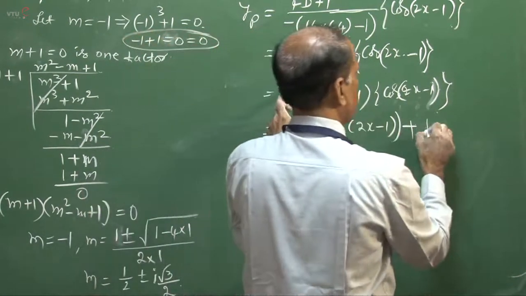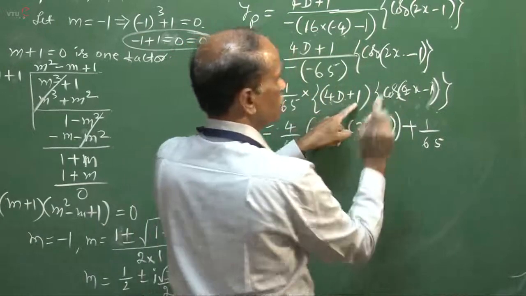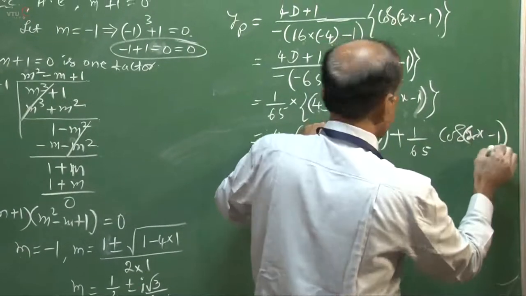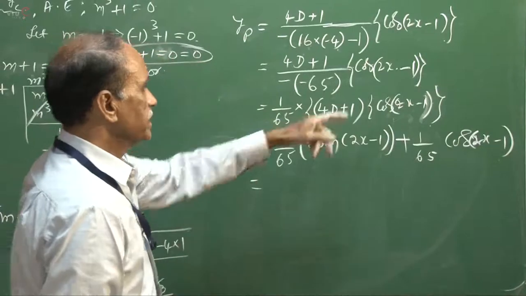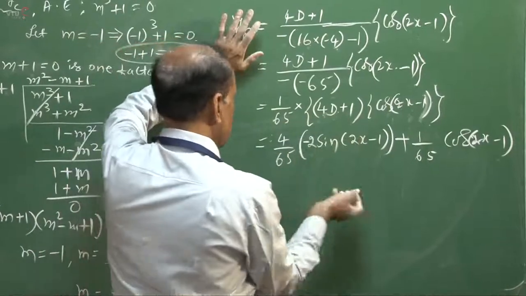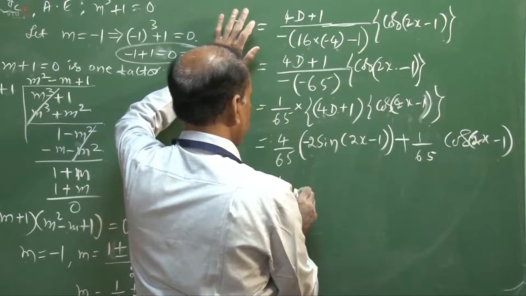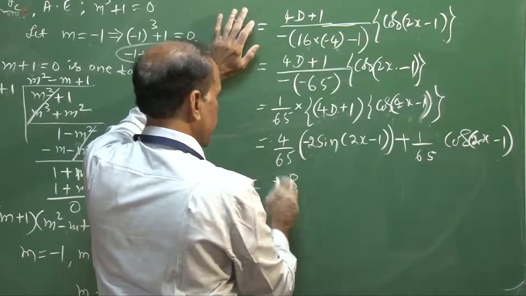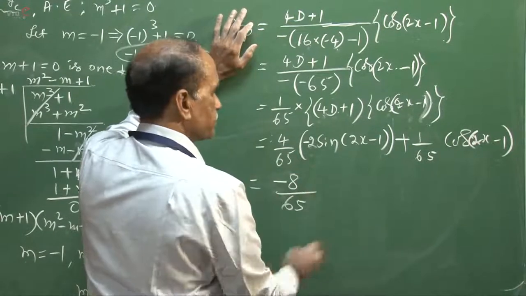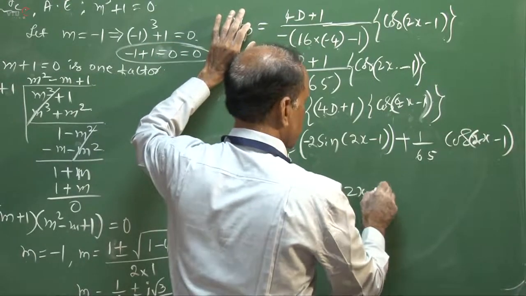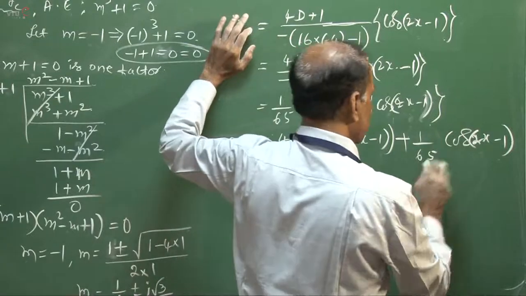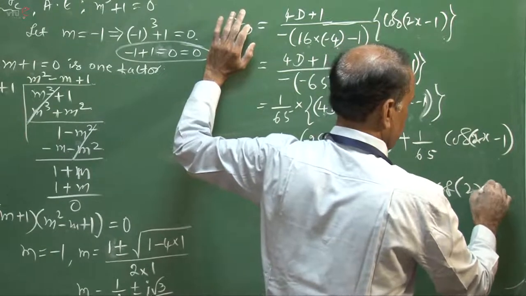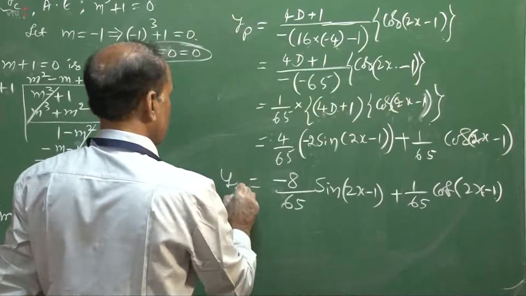plus of 1 by 65, 1 into this much, that is cos of 2x minus 1. This is for a complete application of this inverse differential operator. That is 4 divided by 65, and 4 2s are 8. We can write it as minus 8 by 65 sine of 2x minus 1 as the first term, and this becomes plus 1 by 65 cos of 2x minus 1. Therefore, this is called yp.